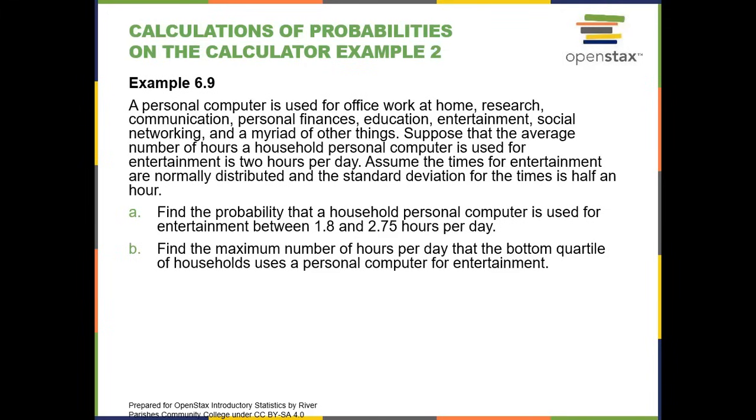A personal computer is used for office work, at home, research, communication, personal finances, education, entertainment, social network, and a myriad of other things. Suppose that the average number of hours a household personal computer is used for entertainment is 2 hours per day. Assume the times for entertainment are normally distributed, and the standard deviation for the time is half an hour, which is 0.5 hour. Okay, mean is 2 hours. Find the probability that the household personal computer is used for entertainment between 1.8 and 2.75.